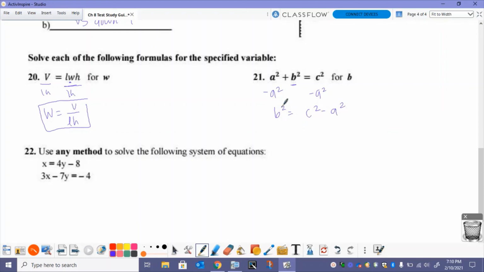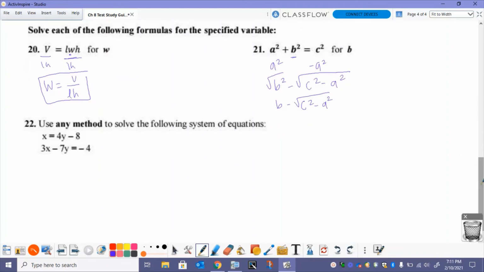But we want this B to be alone. We don't want this exponent, so we have to take the square root. And what you do to one side, you have to do to the other. But you can leave this just like that, so we'll leave it as B equals the square root of C squared minus A squared.